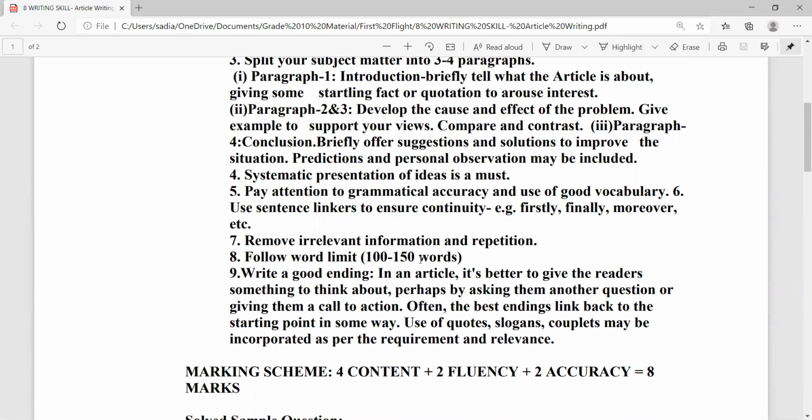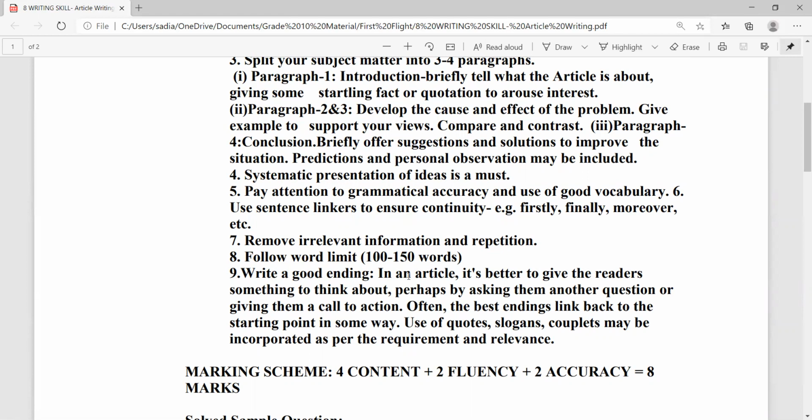Follow the word limit. The word limit has been brought down from 150 further down, so it is about 100 to 120 words. If you go beyond the limit, the examiner will definitely not read beyond your word limit. It will be a waste of time if you write a lot.